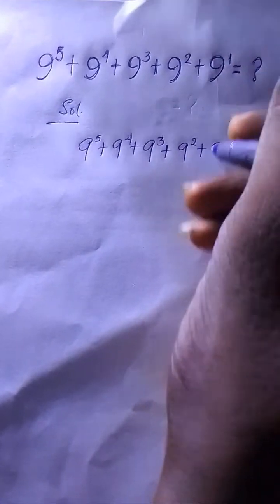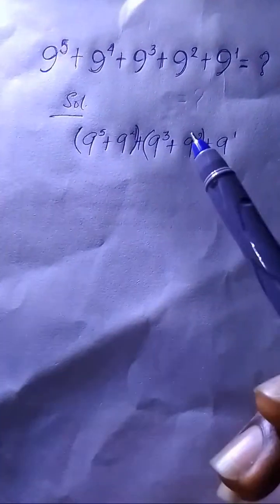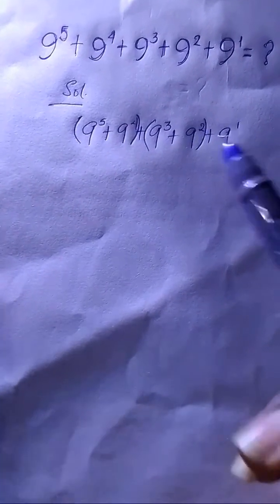So we write the question: 9 raised to the power of 5, plus 9 raised to the power of 4, plus 9 raised to the power of 3, plus 9 raised to the power of 2, plus 9 raised to the power of 1. So what do we do? We bracket this place. We can just group them so that we can factorize the numbers out.